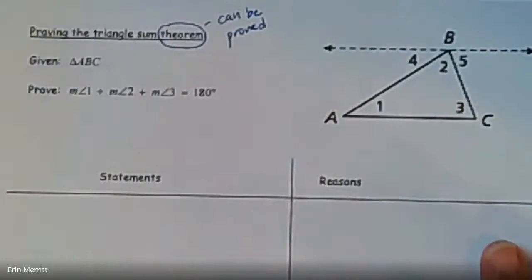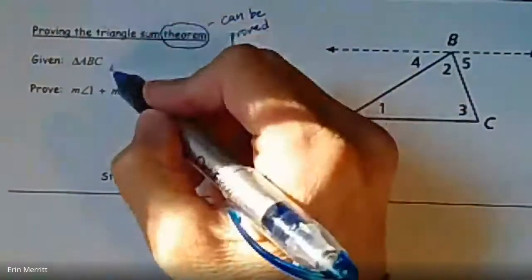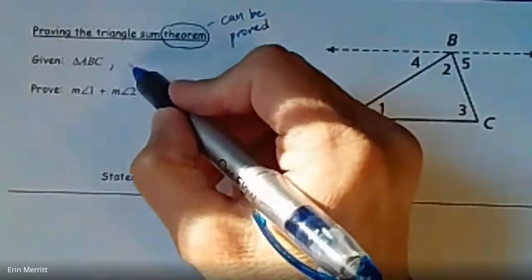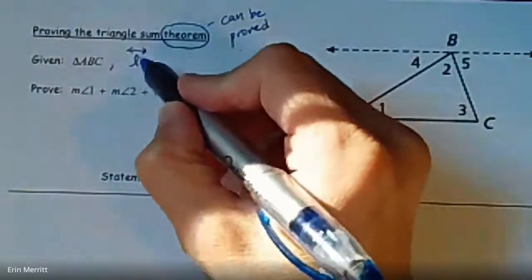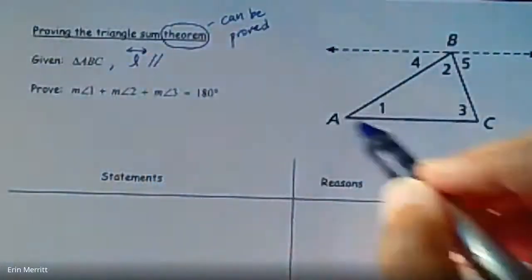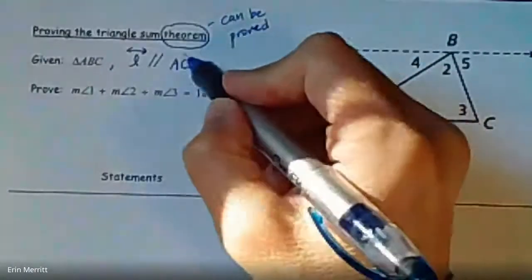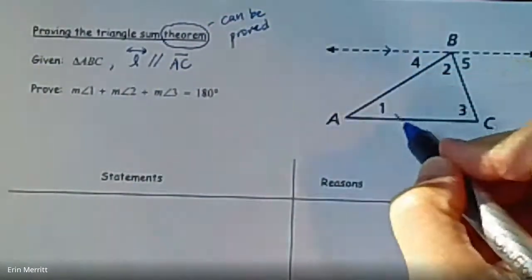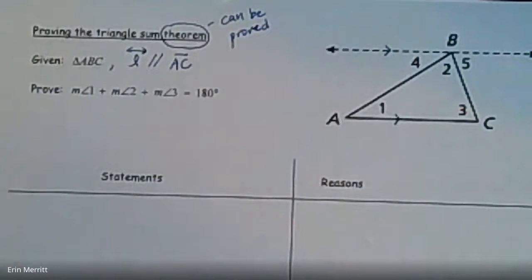The other thing that should actually be given here is that line L is parallel to line AC. That's going to be important to our argument here. And to show parallel, we can put the little arrow on it. So those lines are going to be parallel here.